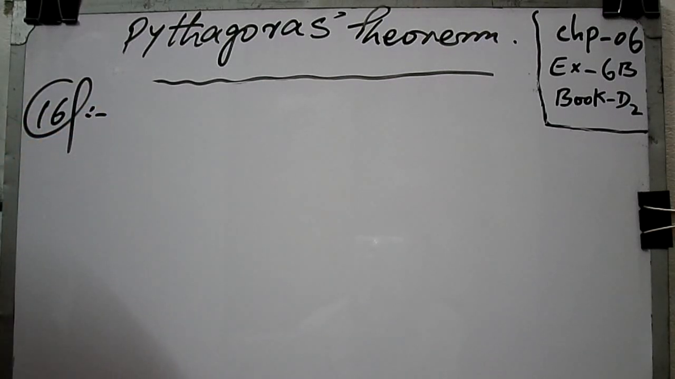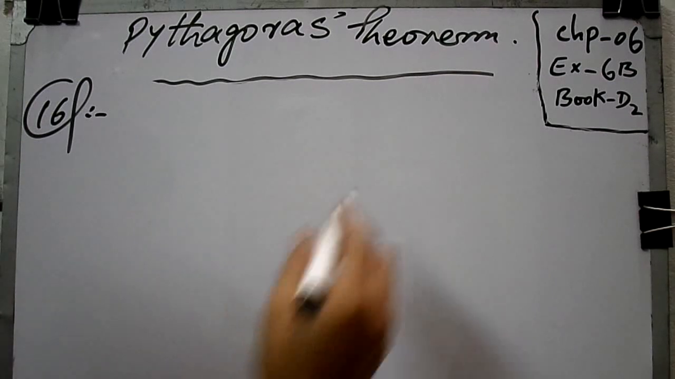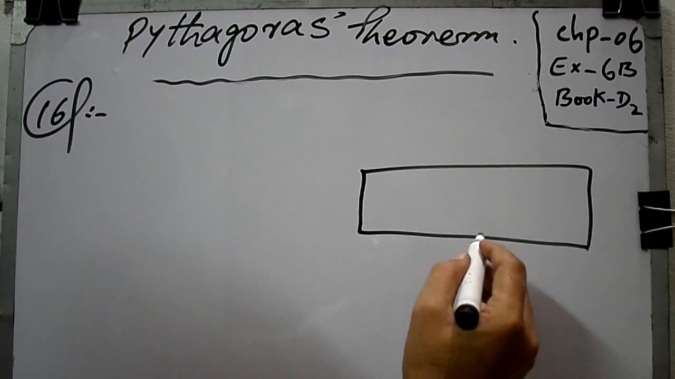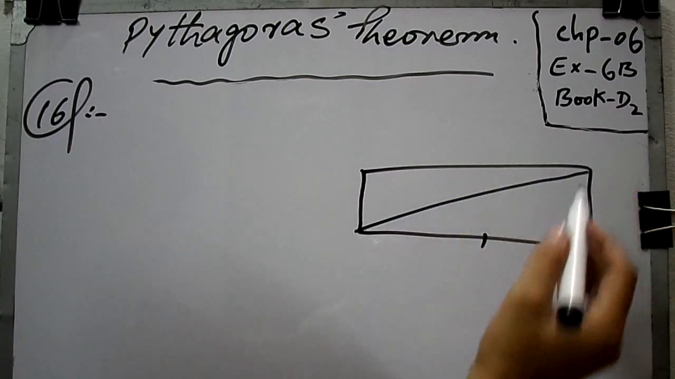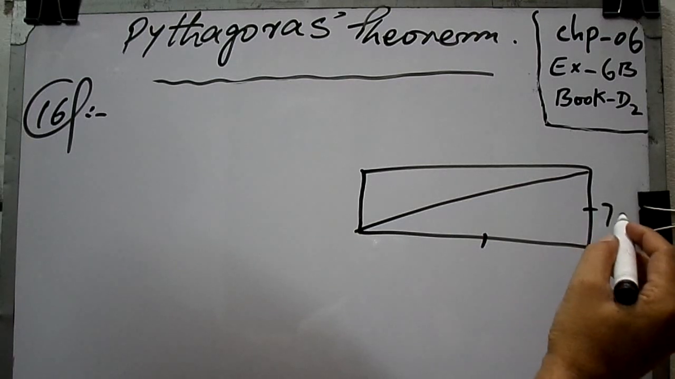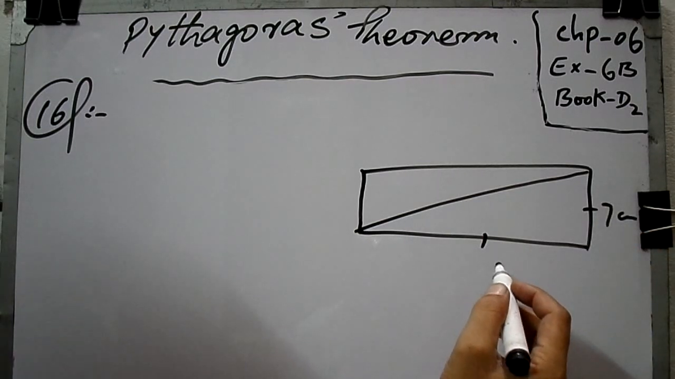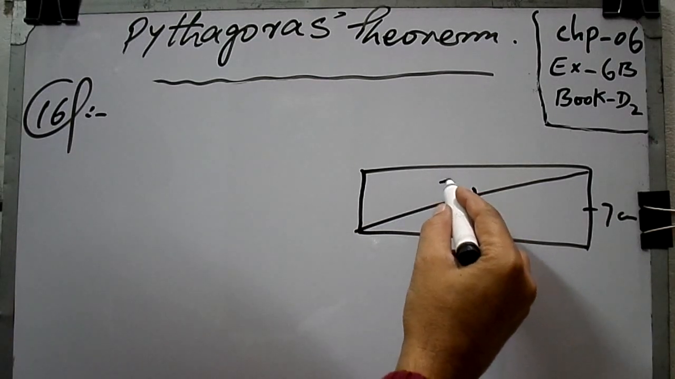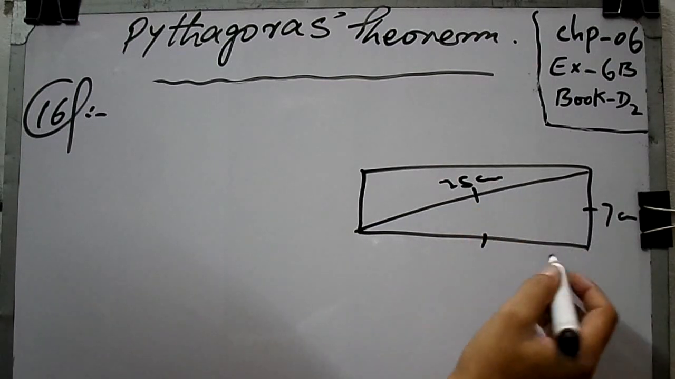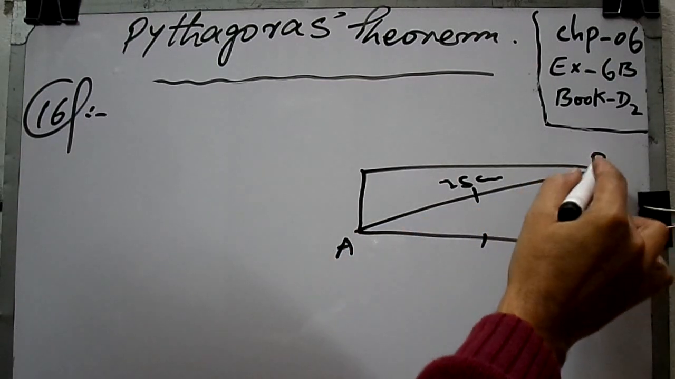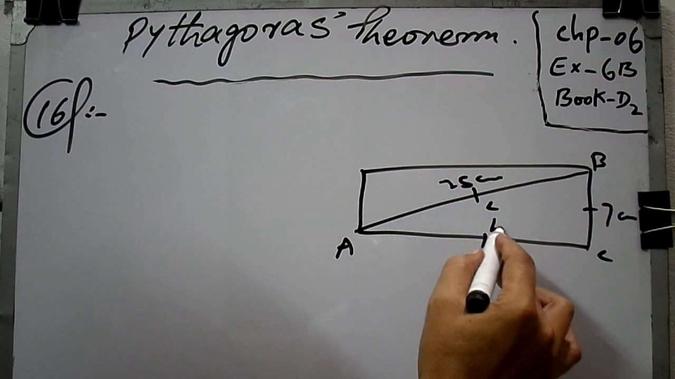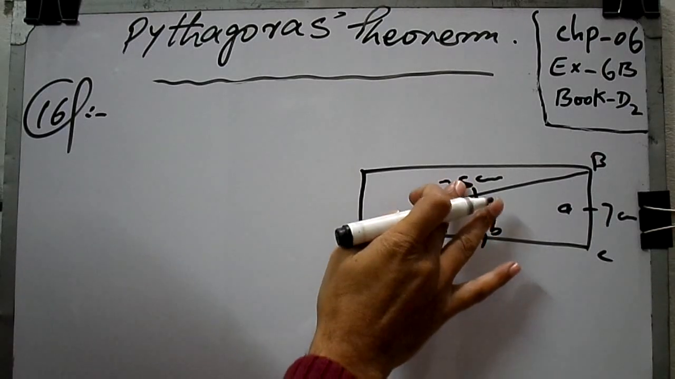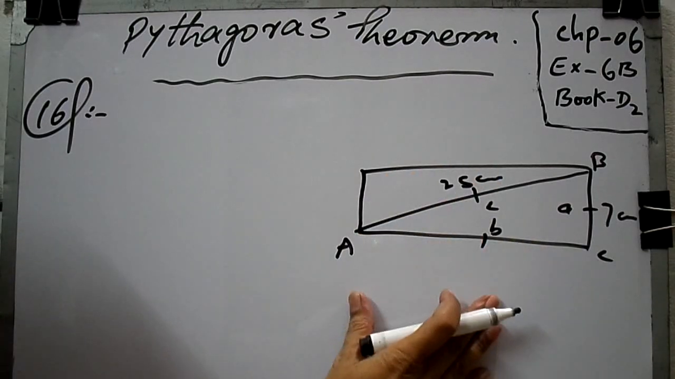Question number 16. A rectangle is 7 centimeter wide. Once again, rectangle. You have to draw the configuration first. That is your rectangle, and that is your hypotenuse. You see, the 7 centimeter is the width, and the length of the diagonal is 25 centimeter. So the diagonal is 25 centimeter. So if that is A, B, C, that is your C, that is your base B, or that is your altitude A. Very clear and very easy question. Only you have to find the value of B.